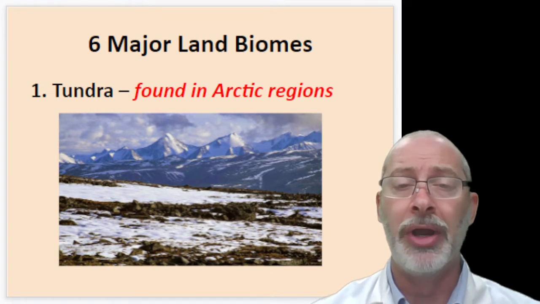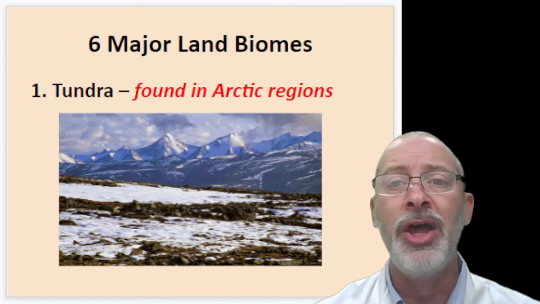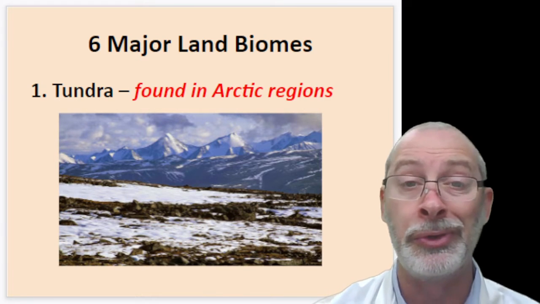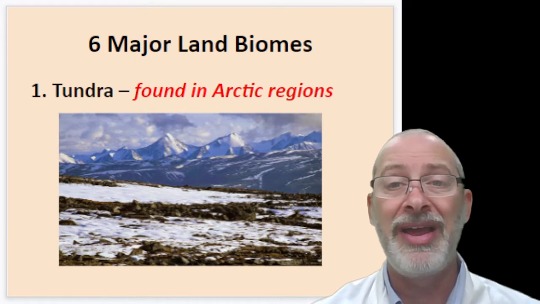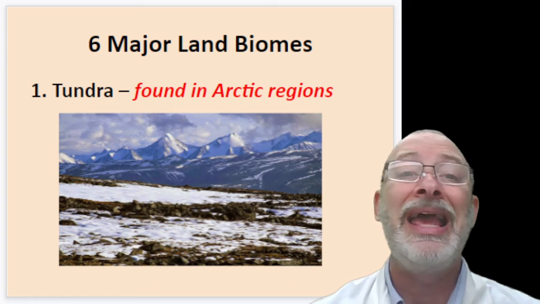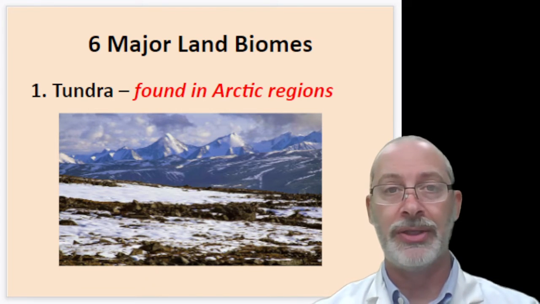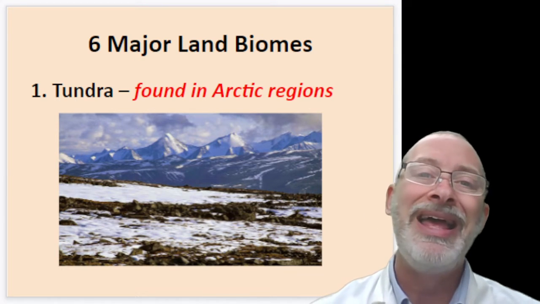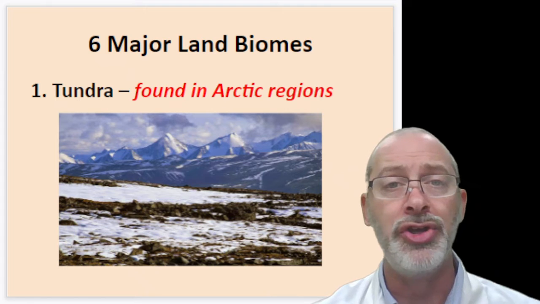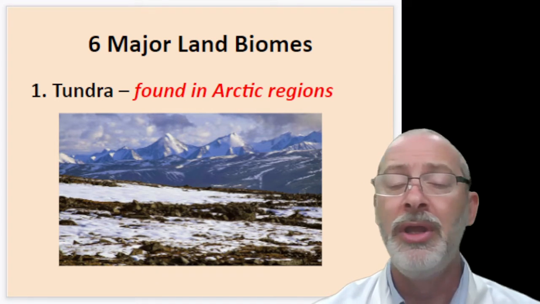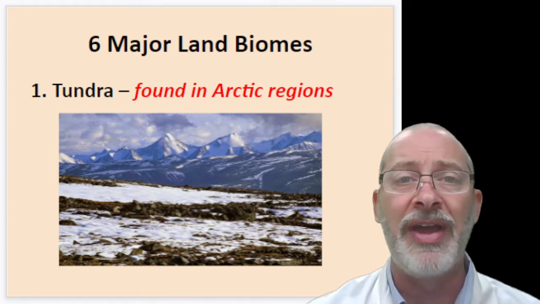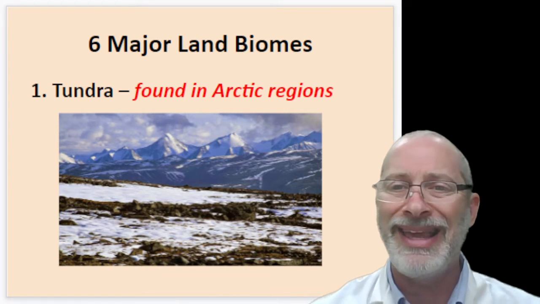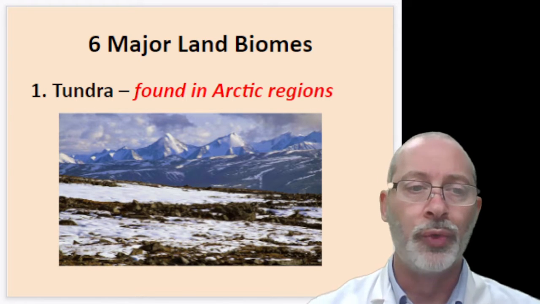And this is a picture of a typical tundra, and tundra are found in Arctic regions. You might want to also make a note in your notes, however, that they're found in Arctic and Antarctic regions. Arctic usually refers to regions around the North Pole. Antarctic refers to areas around the South Pole, but the tundra can literally be found both in the northern and the southern hemispheres, so both Arctic and Antarctic regions.